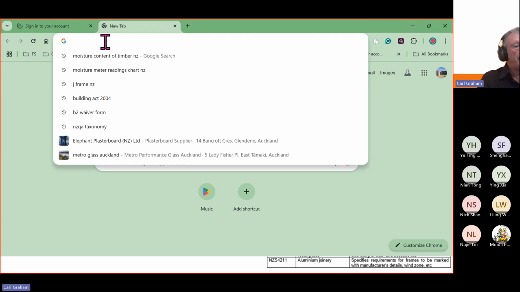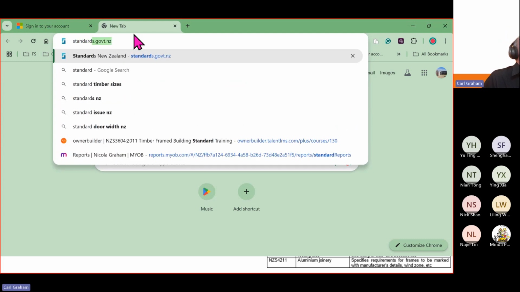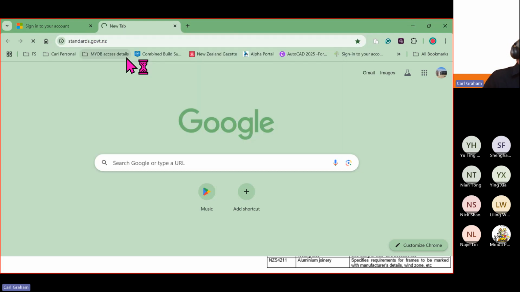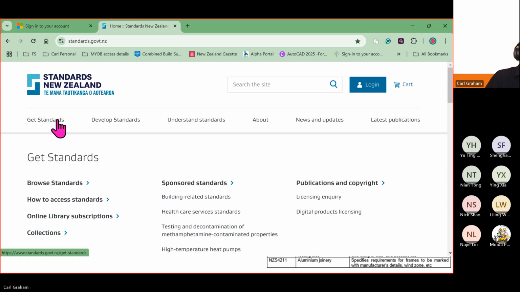So what you do to find that is you go standards.govt.nz, right? Standards. So then you go there, get standards, and you'll see over here this word sponsored standards. Okay, so sponsored standards. So you've got healthcare, testing and decontamination, high temperature heat pumps, but building related standards.